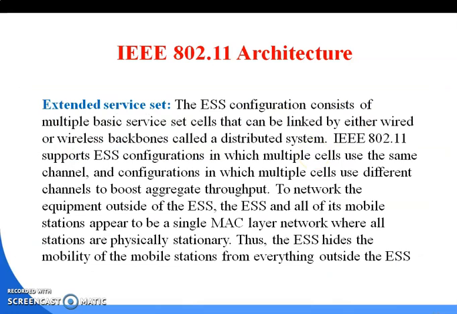The ESS consists of multiple basic service set cells that can be linked by either wired or wireless backbones called a distribution system. Now, IEEE 802.11 supports ESS configurations in which multiple cells use the same channel, and configurations in which multiple cells use different channels to boost aggregate throughput. To the network equipment outside the ESS, the ESS and all of its mobile stations appear to be a single MAC layer network where all stations are physically stationary. Thus the ESS hides the mobility of the mobile stations from everything outside the ESS.